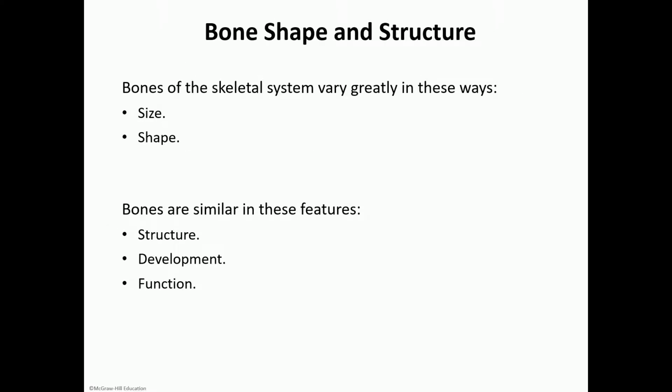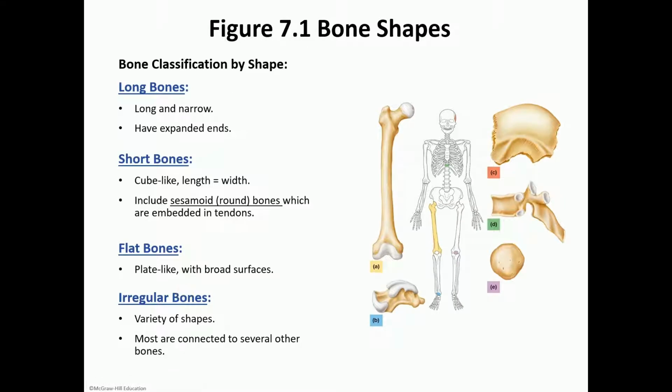Now we can categorize the bones according to their size and according to their shape. But they do have similar structures, similar development, and similar function. So we'll take a look at the classification of bone by shape. So that we've got 4 different types of bones. According to their shape, we've got long bones, short bones, flat bones, and irregular bones.